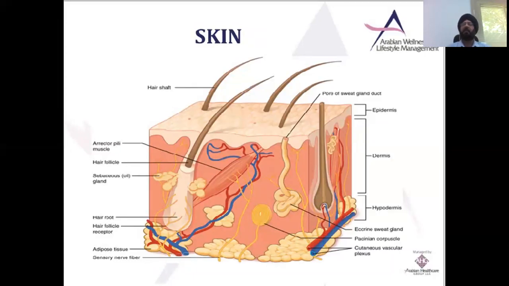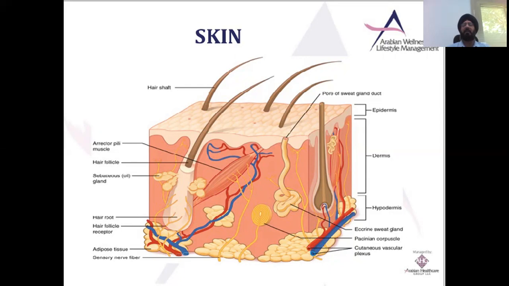Then comes the fifth sensory organ, the skin. Again, it's very important. The skin, the dermis, is the outermost layer or outermost covering of the body, generally responsible for protection, sensation, and temperature regulation. Skin is divided into three layers. The outer, known as epidermis, the middle, known as dermis, and the inner, known as hypodermis.